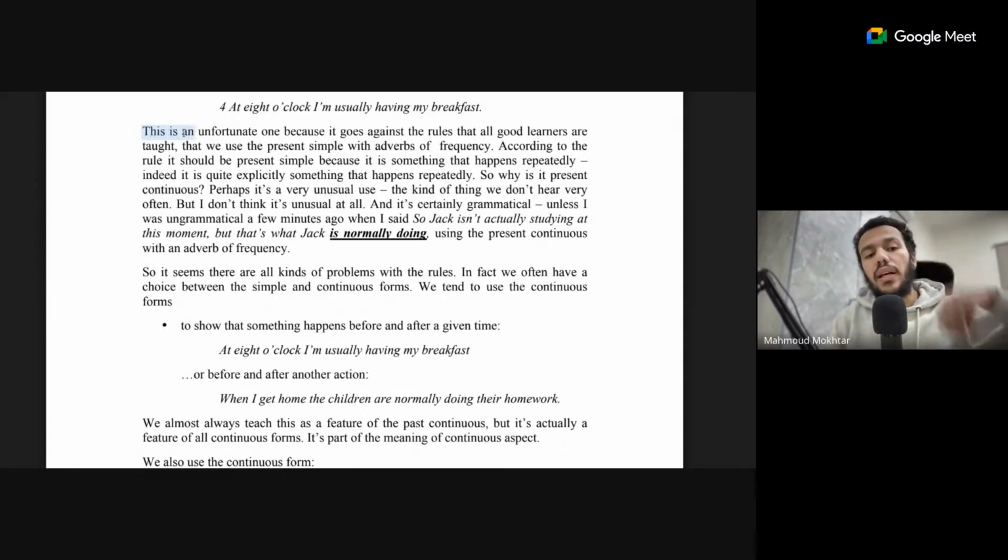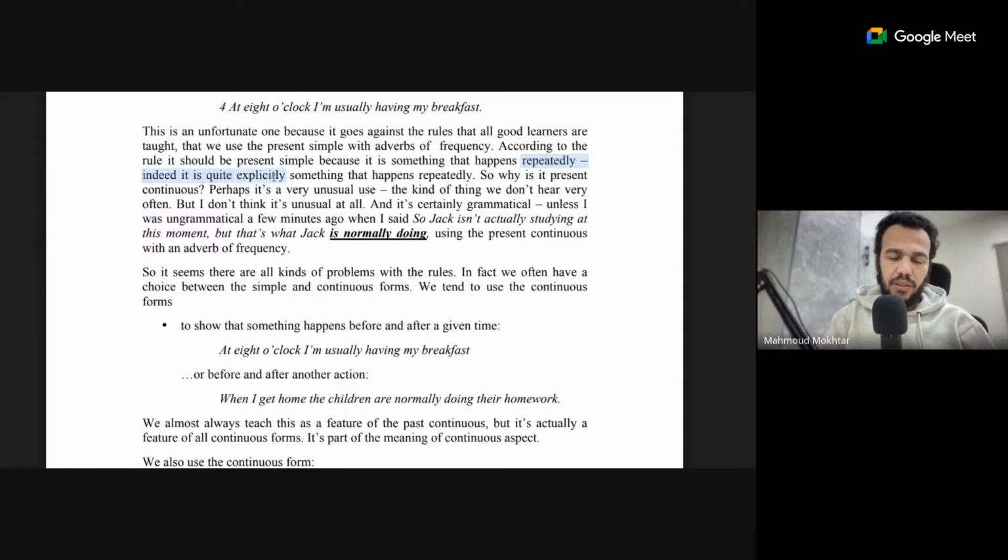This is an unfortunate one because it goes against the rules that all good learners are taught. At 8 o'clock, usually, I'm having breakfast. We are taught that we use the present simple with adverbs of frequency. According to the rule, this should be present simple because it is something that happens repeatedly.